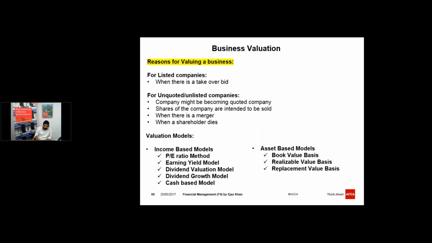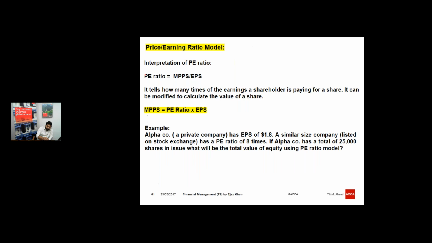So let's see what price earning model is all about. And you all know the PE ratio. You're aware of price earning ratio, I hope. What is price earning ratio? It tells you, say for example, if a company has a share price of $10 and has earning per share of $2, what does this mean?